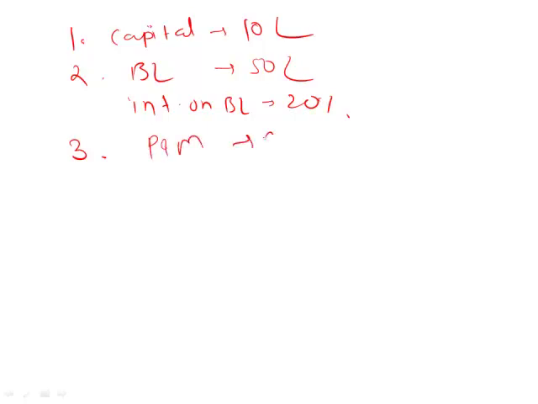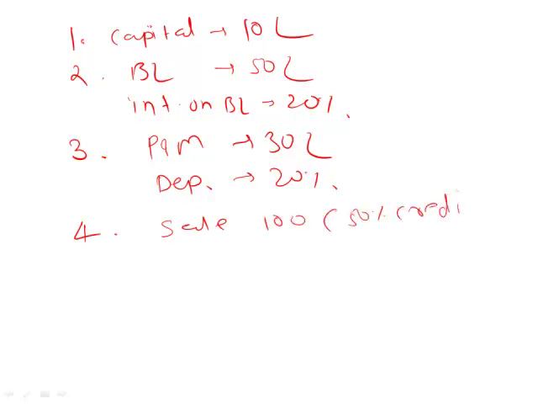Plant and machinery 30 lakhs. Depreciation 20%. Sales 100 lakhs, 50% credit. Salary 70 lakhs, 50% outstanding. Prepare for loss expense.